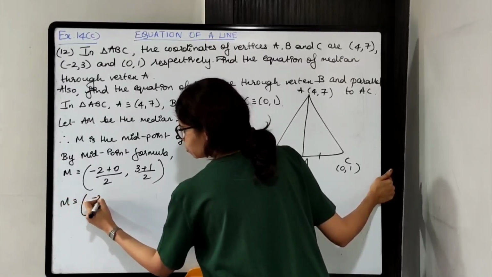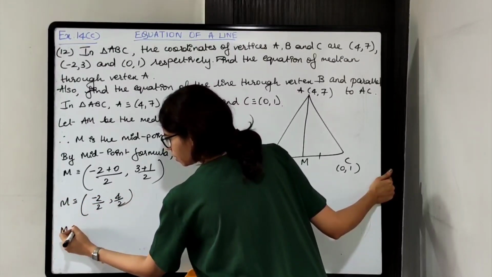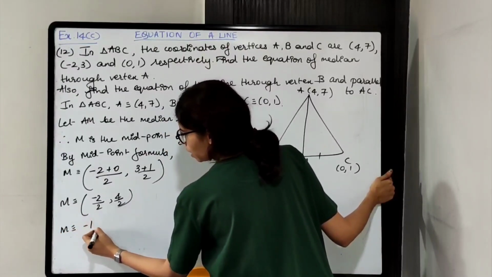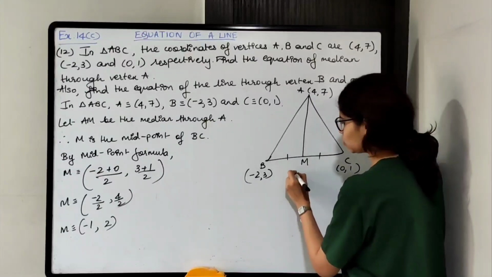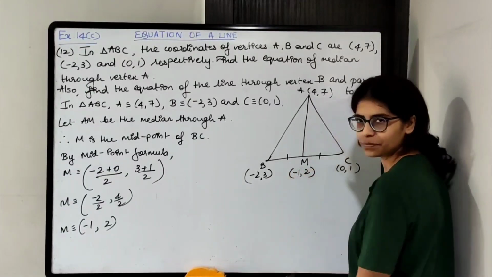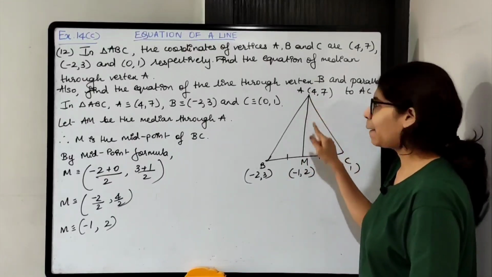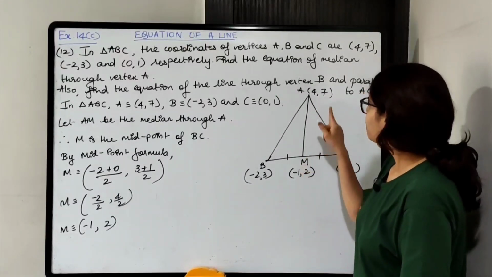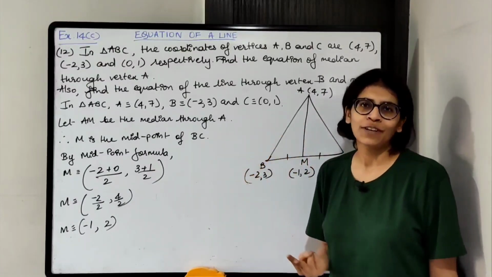So that is minus 2 upon 2 and 4 upon 2. This gives minus 1 and 2. So M का coordinates मिल गया -1, 2. We have to find out the equation of AM. So A का coordinates पता है, M का coordinates पता है, 2 points form से find out करेंगे.